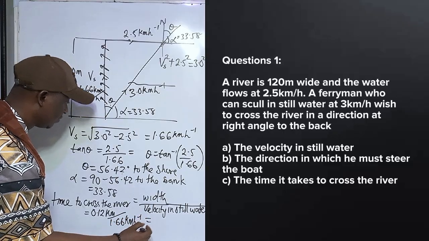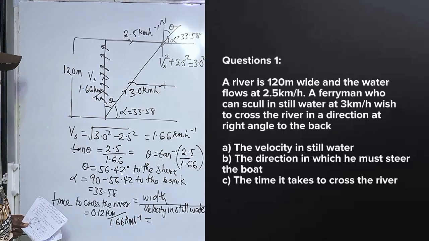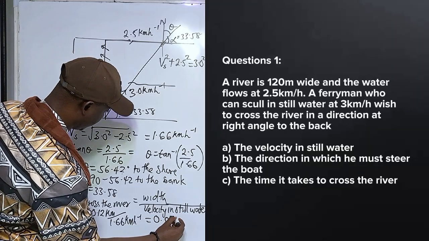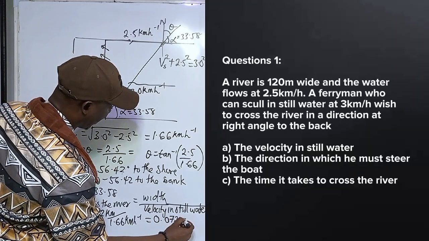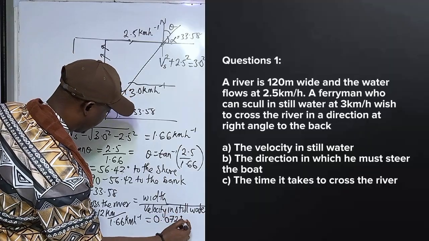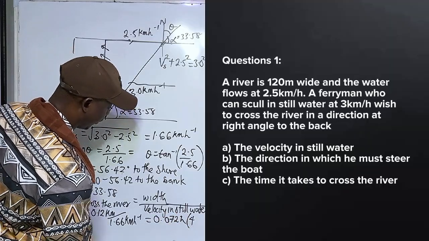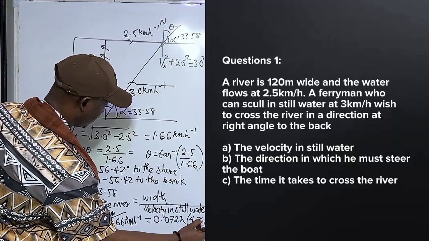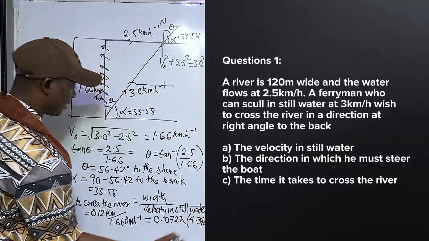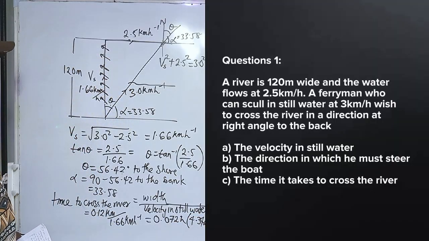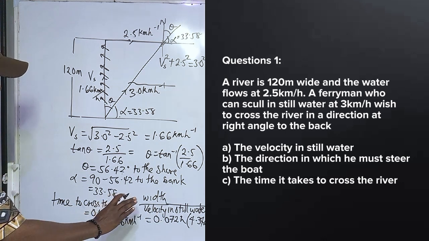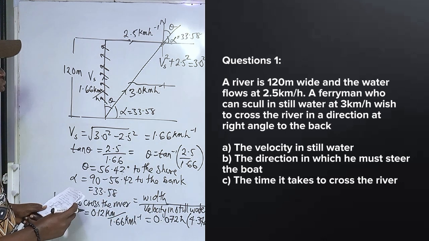What do you have? 0.072. This one is in hours, I mean. So in minutes, if I multiply by 60 minutes, that's 4.34 minutes. Yes. So that is just that. We have gotten the answer to the question. Now we go to number 2.